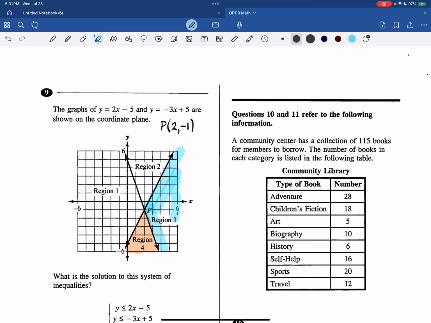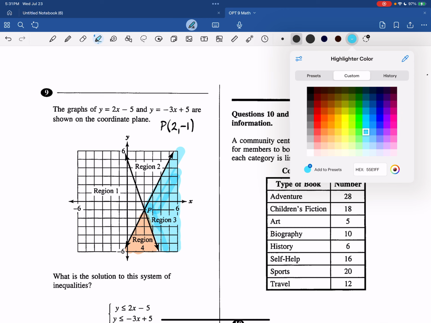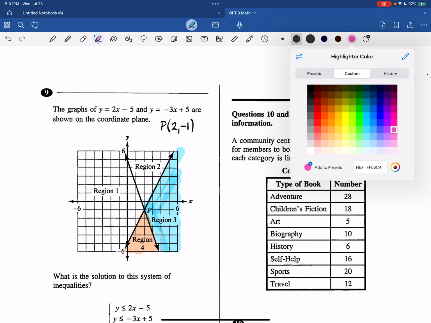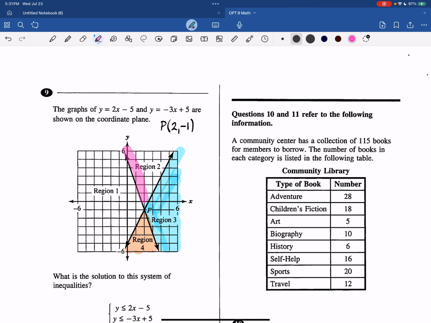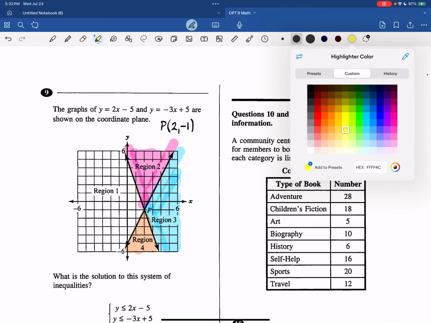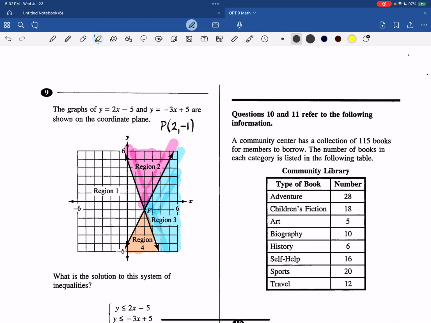And I'm trying to not be picky with my colors, but close enough. And then we have region 2, which I'll make with pink or purple. I'm not sure how that's going to come across. And then I have this large region over here, region 1. And that's my whole graph. If you look at all the sections of the graph, each of the points falls in one of the regions.